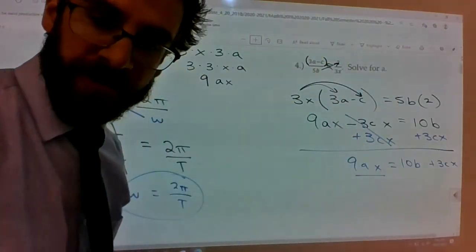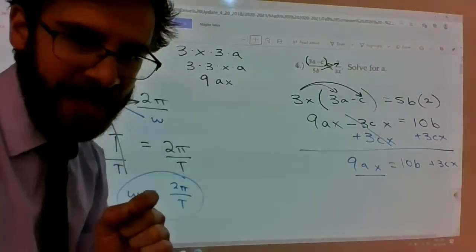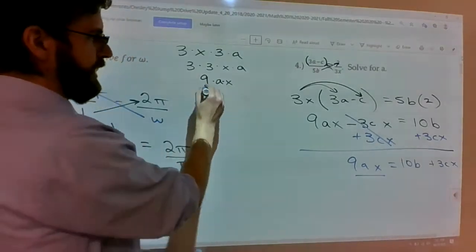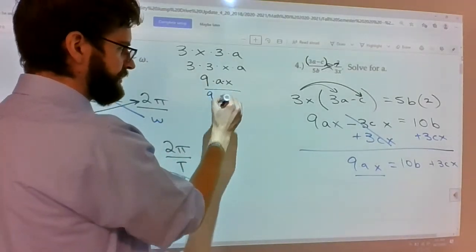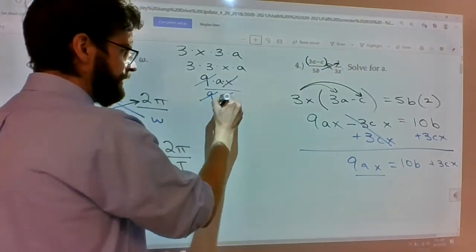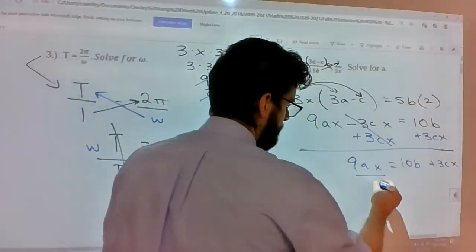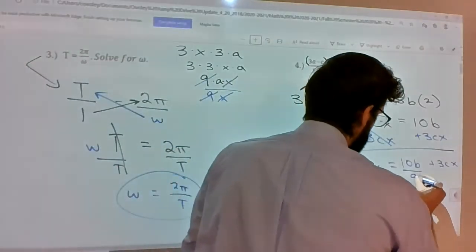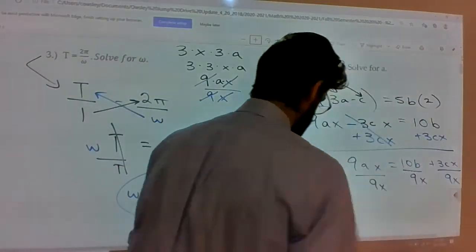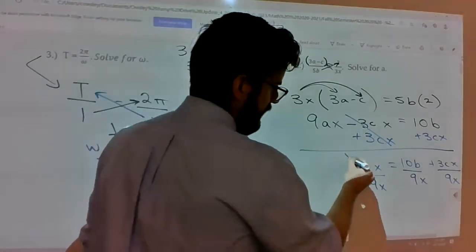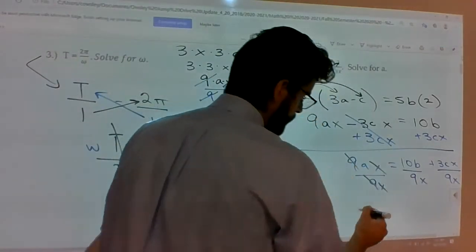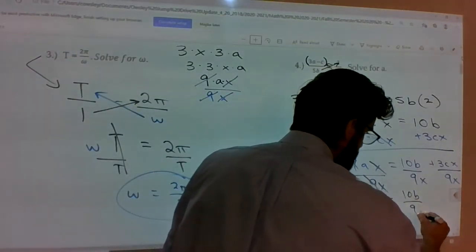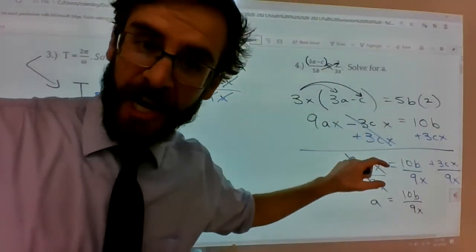All right. Last move is I'm going to divide by the thing multiplied by a. So what's the thing multiplied by a? Well, there's two things multiplied by a. There's a 9 and there's an x. So I've got to divide by 9x. And if I do that on the left, I've got to do it on both parts of the right. So my 9's cancel. My x's cancel. A equals 10b over 9x.